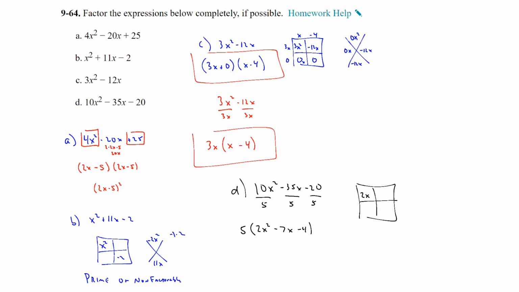So we're looking for factors of, we got 2x squared and negative 4. So what multiplies to give us negative 8x squared and adds to give us negative 7x. And so that would be negative 8x and positive 1x. And so we can figure out our side lengths. This would be a 2x times an x, and then minus 4, and then that would be a plus 1. So this finally factors out to three different things, 5, and then 2x plus 1, and x minus 4. So that would be factored completely.